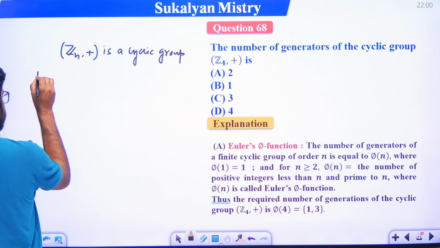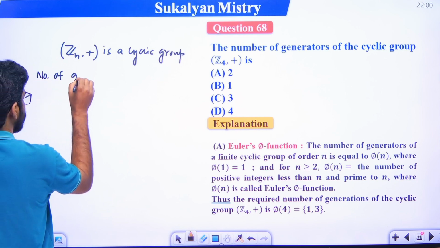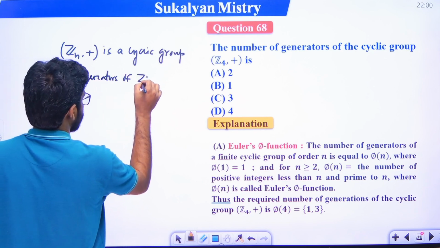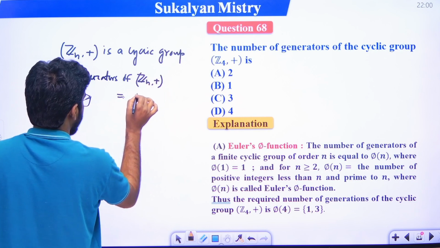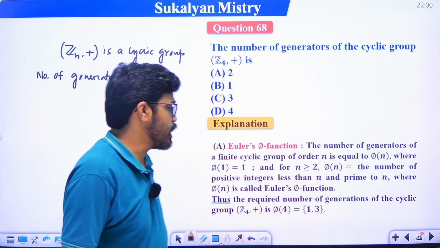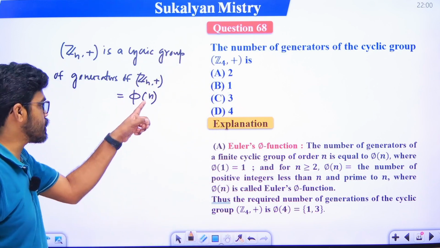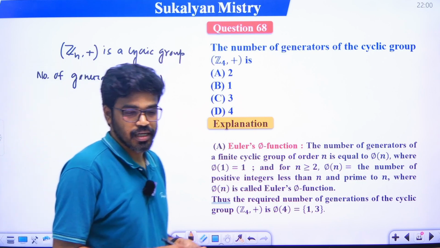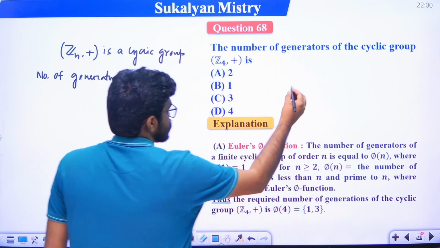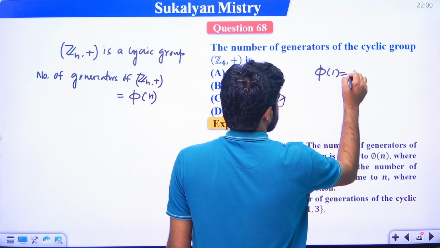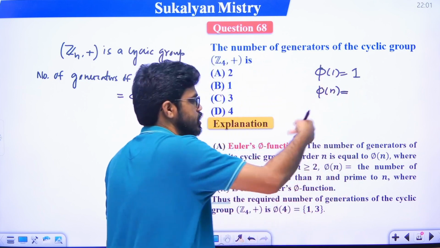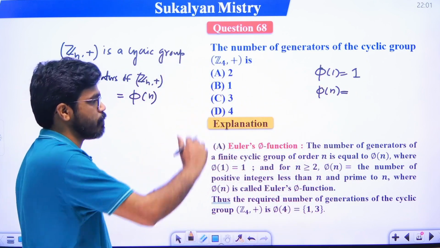The number of generators of Zn comma plus will be given by Euler's phi function. What is Euler's phi function? That is the number of positive integers less than n and prime to n. The Euler phi function is defined as phi 1 is 1, and phi n is the number of positive integers less than n and prime to n.